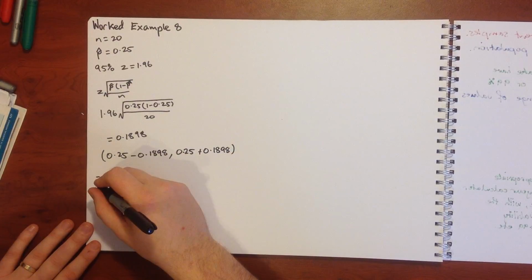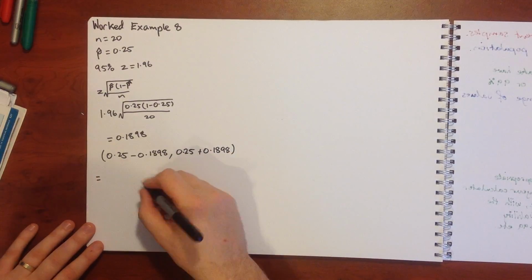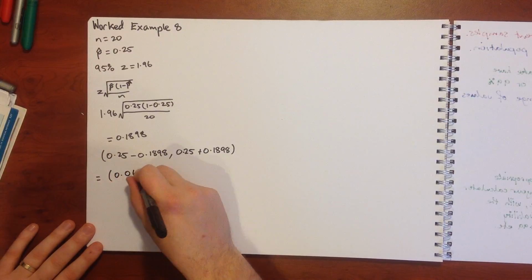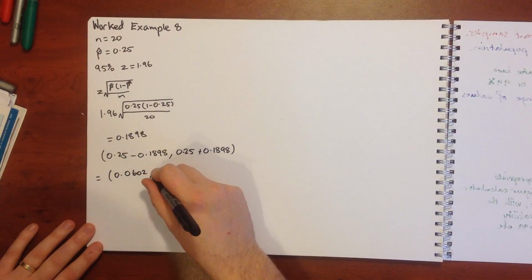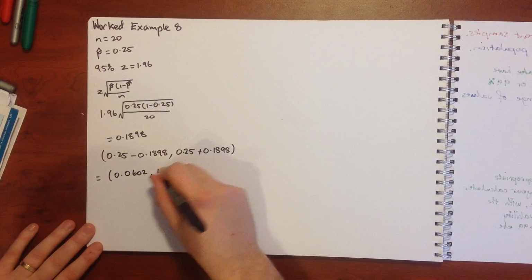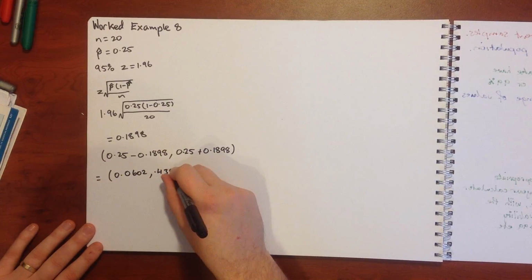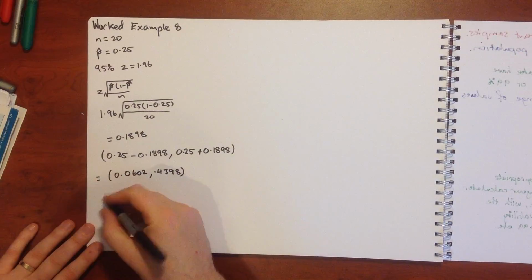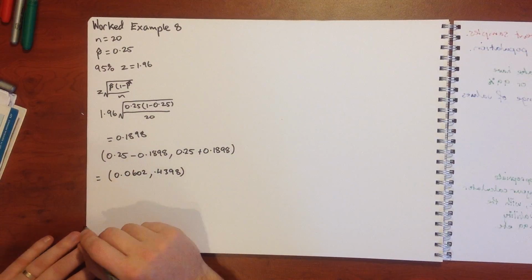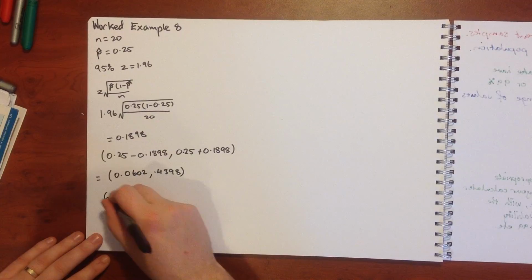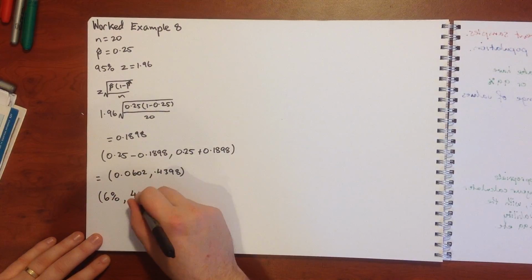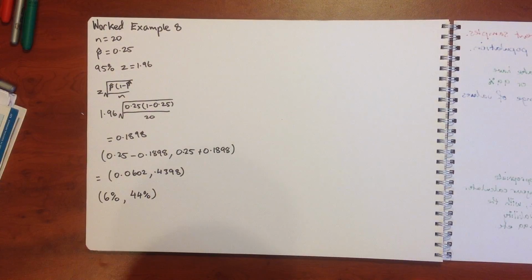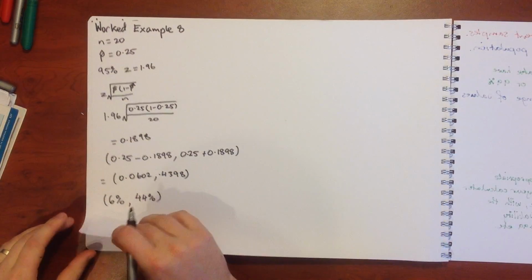Okay, which means we're going to be between 0.0602 and 0.4398. Okay, so that means that we can be 95% confident that between 6% and 44% of people will buy their lunch today. Okay, that's the idea with that one.